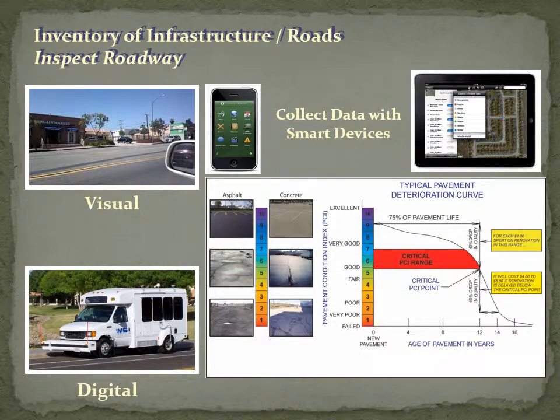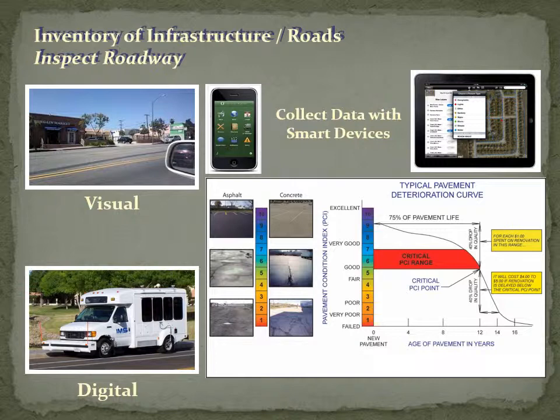Roadway inspection. There are various ways to collect the current condition of the road surface. Whether the city chooses a visual inspection or an automated digital inspection, the information can be linked back to the digital roads layer. The visual option can be made easier by using smart devices such as iPads or iPhones to log the information in the field, then linking it back to the street segments.